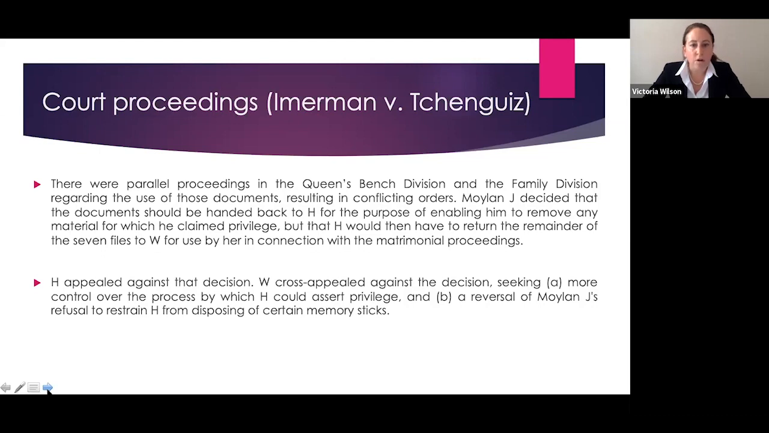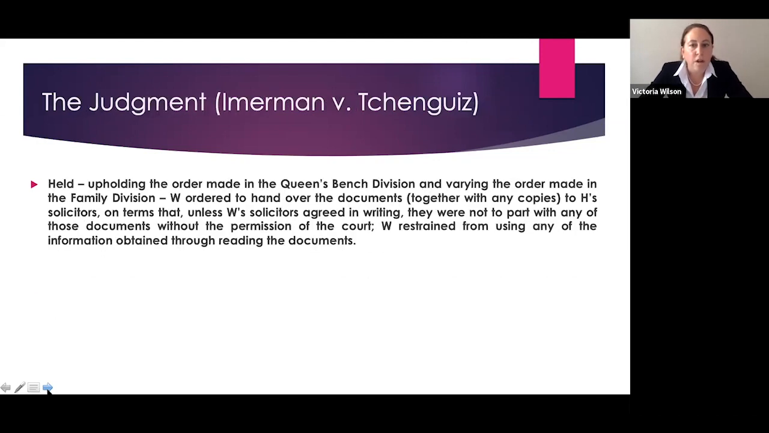She wanted more control over the process by which husband could assert privilege, and there was another issue regarding the disposal of certain memory sticks. Now, if we can turn now to the judgment, basically the judgment upheld the order made in the Queen's Bench Division. So this is the Court of Appeal saying, we agree with the QBD, wife must hand over the documents and copies to husband's solicitors and not to part with those documents unless wife's solicitors agree in writing or the court permits them to do so.